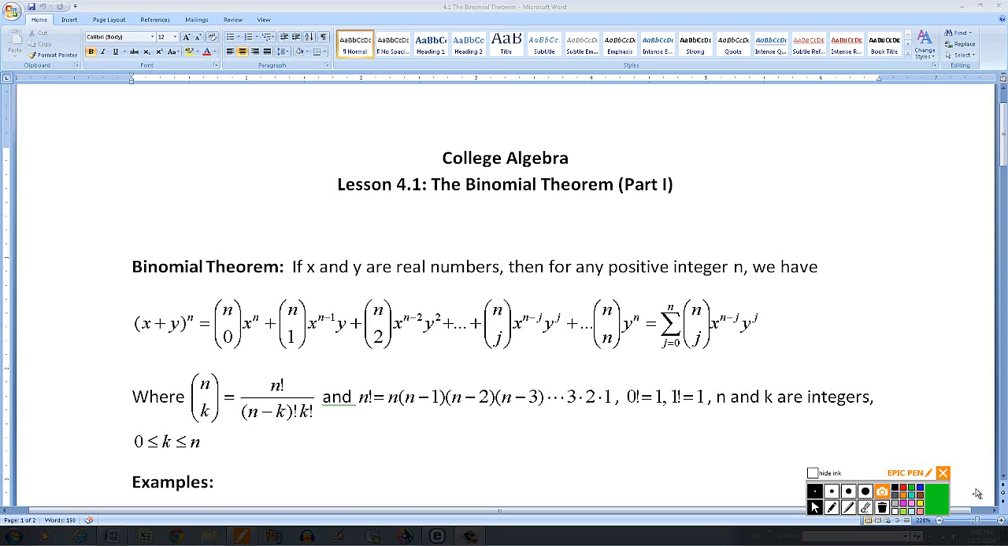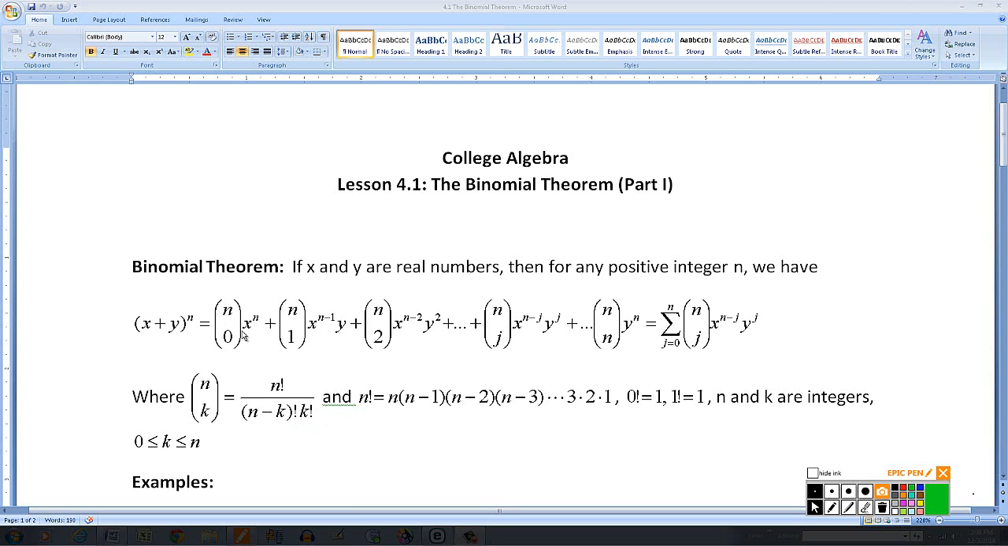If x and y are real numbers, and for any positive integer n, we have the following. (x plus y) to the n, that's your binomial. The first term is x and the second term is y. But keep in mind, those are just general terms. You could have something like 2x plus 5, or 2x squared plus y squared. They can change. So this is just for the statement of the theorem.